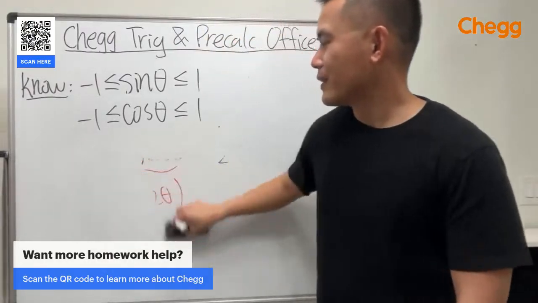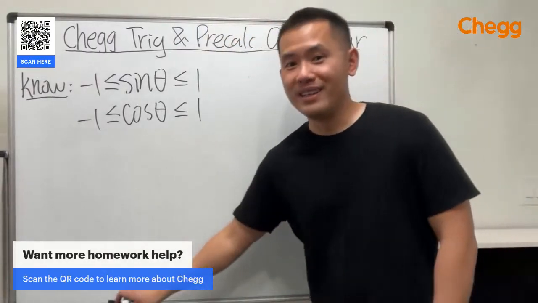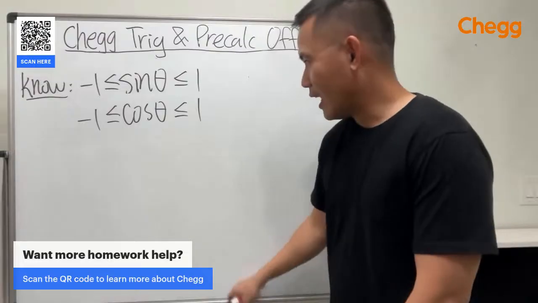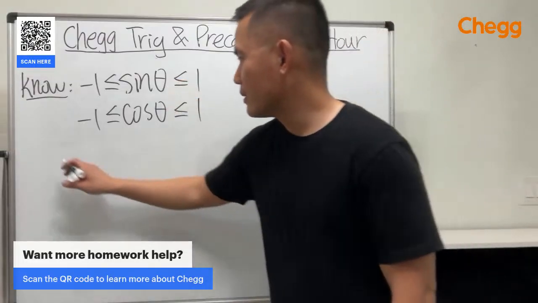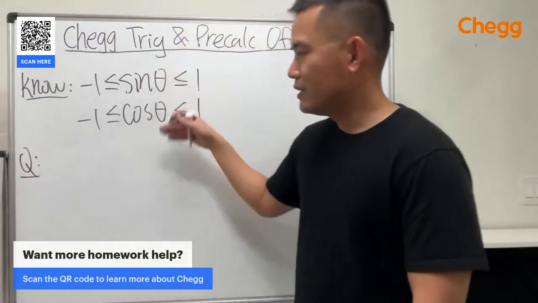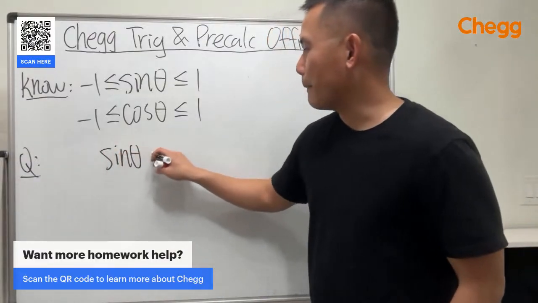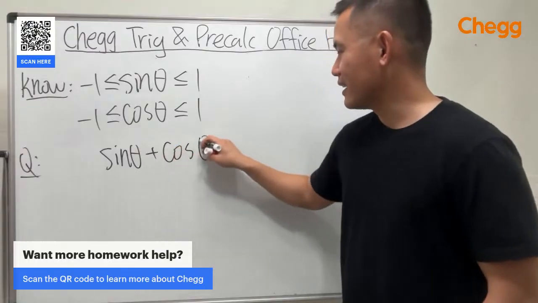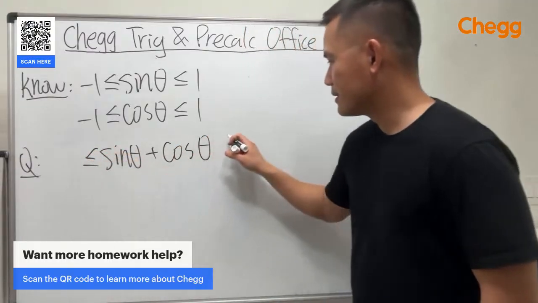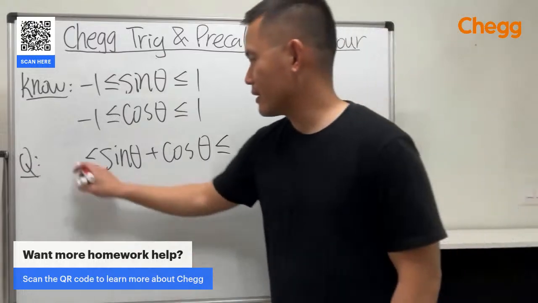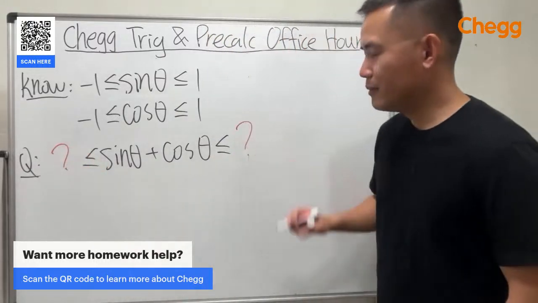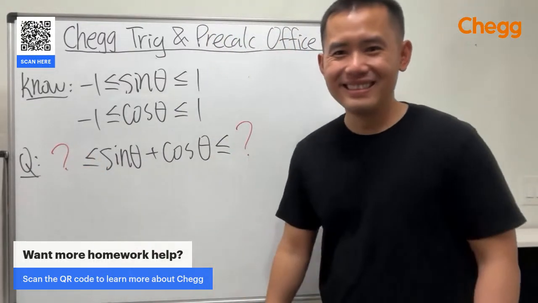All right, let's do one more. How about if we add them up? By the way, I should put on the question right here. We know this, but I want to put on the question. How about one more? Sine theta plus cosine theta. Let me see who can get this right.